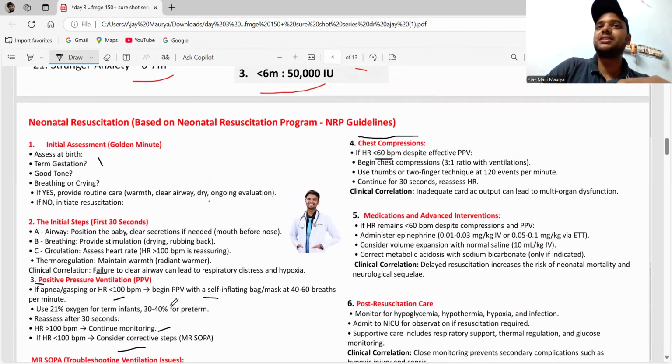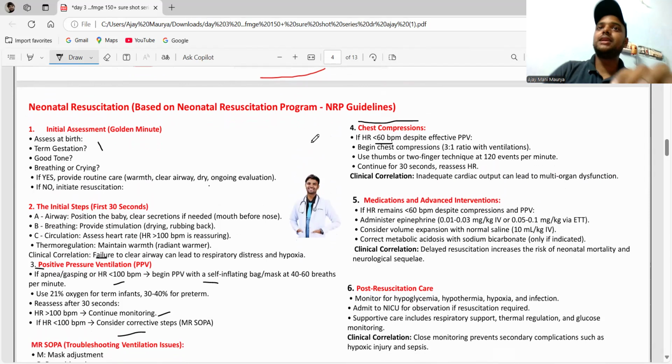Next step is the chest compression. If the heart rate is still less than 60 beats per minute despite effective PPV, then you have to begin the chest compression. Chest compression at a ratio of 3:1 with ventilation.